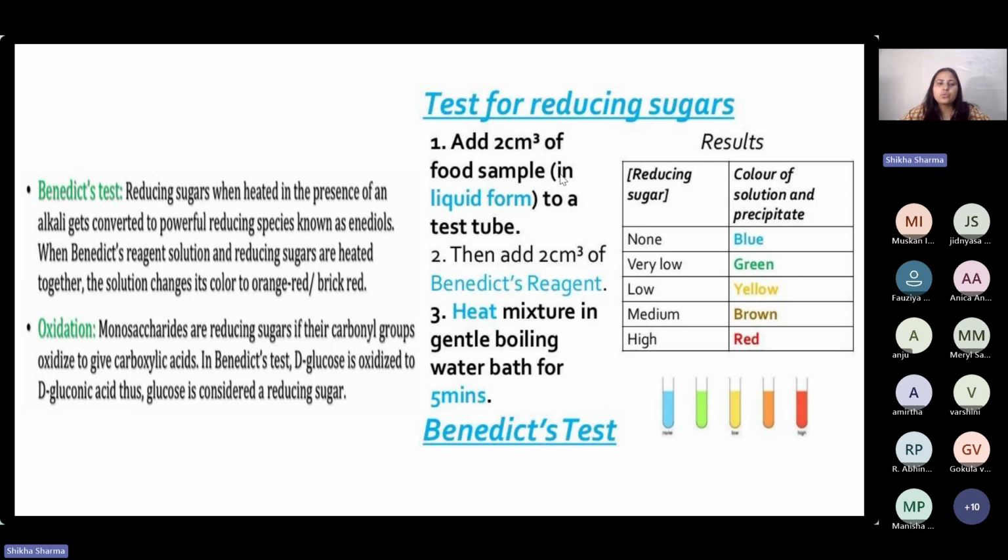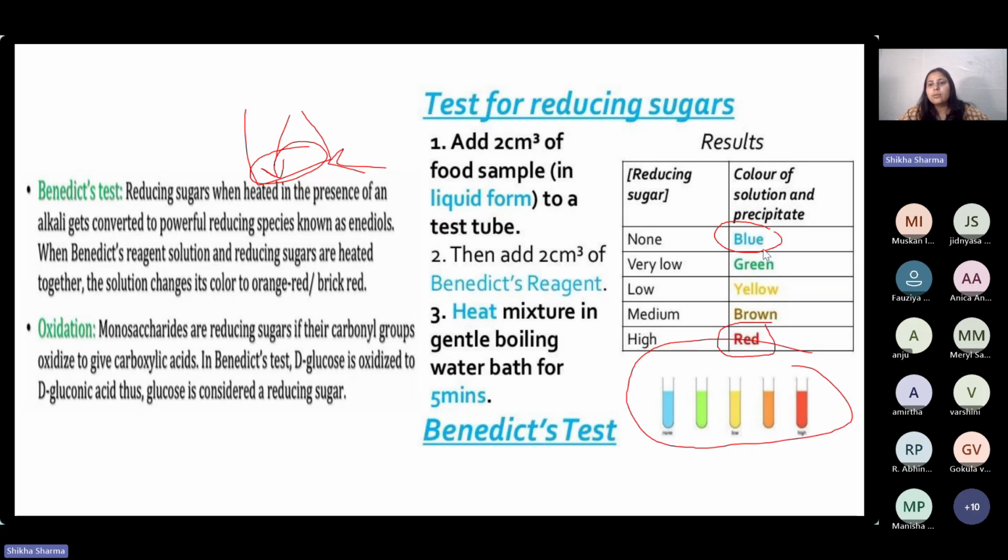So in the Benedict test, in a test tube, we take the food sample in which any kind of sugar is there. We add the Benedict reagent and then heat the test tube at the boiling point for 5 minutes. We watch for a change in color. If a high amount of reducing sugar is present, we can see the red color. And if there is no reducing sugar, we can see the blue color.